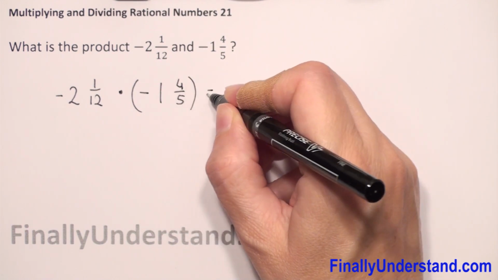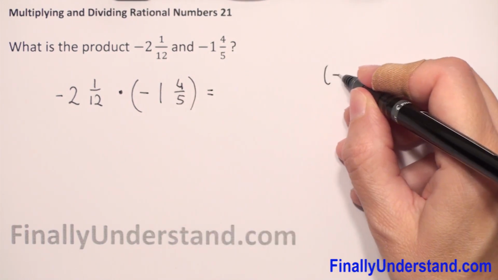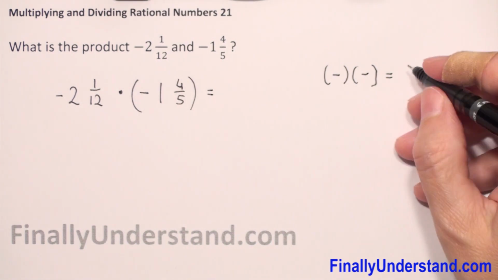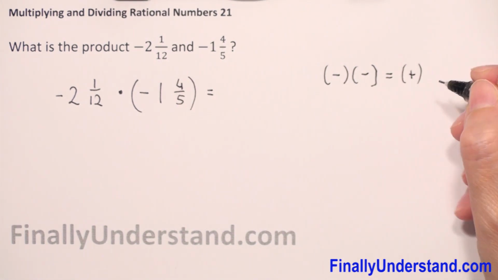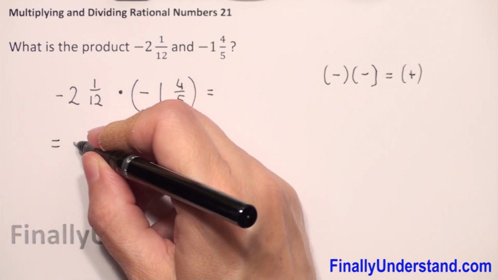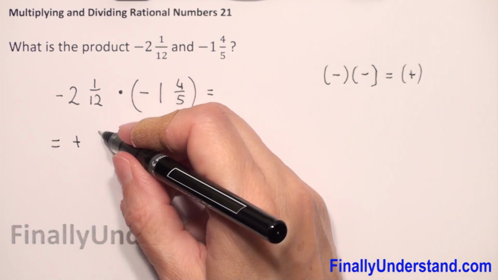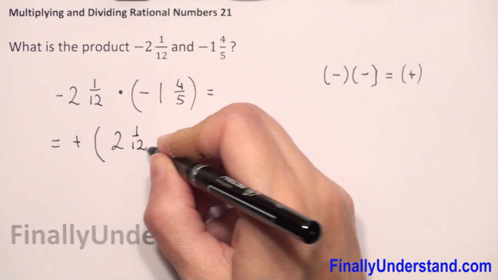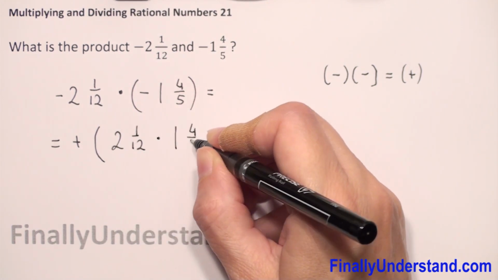So this is equal, when we multiply two negative numbers or we divide two negative numbers, we always get positive. So we have a positive sign, and we have to multiply these two mixed numbers. We have 2 and 1 over 12 times 1 and 4 over 5.